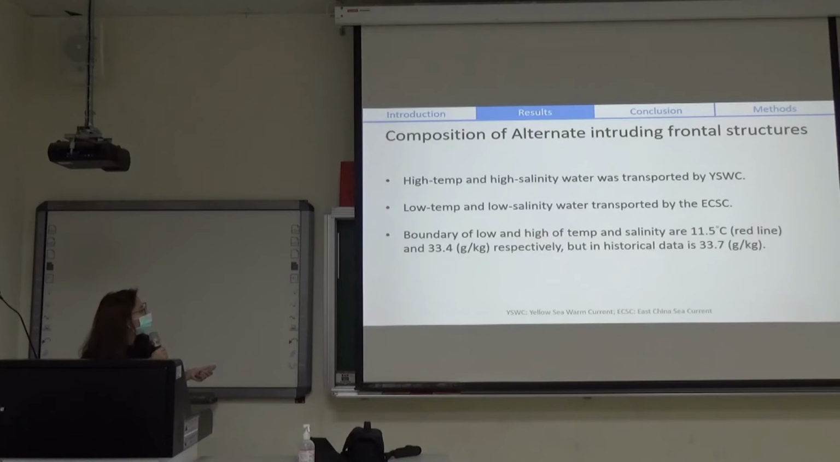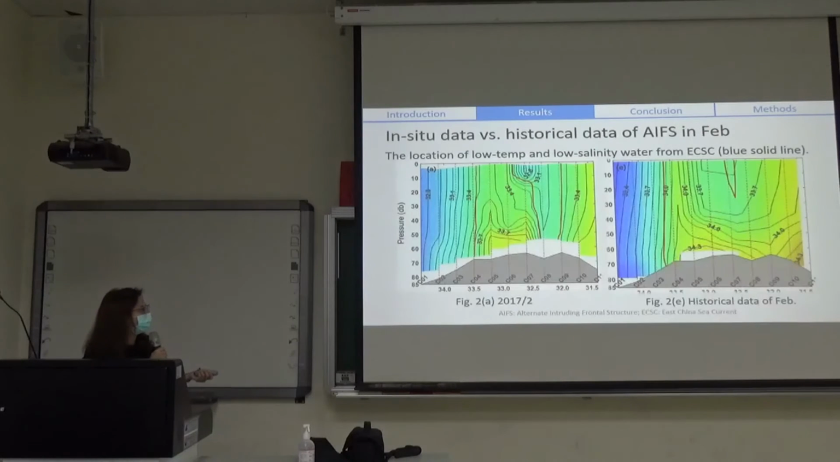And so the boundary of low and high is 11.5 degrees Celsius for temperature and 33.4 grams per kilogram for salinity. But in the historical data, it becomes 33.7 grams per kilogram.